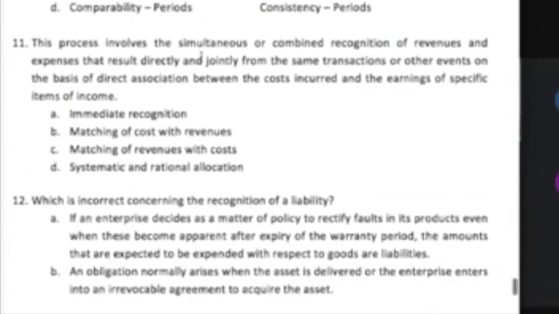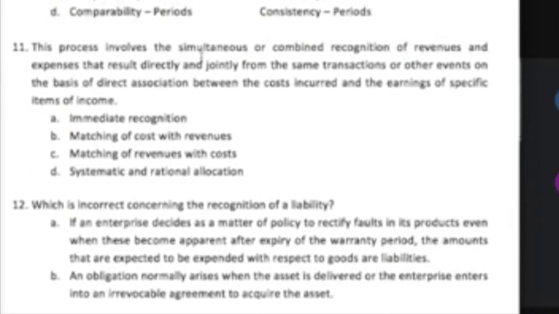Number 11, please. This process involves the simultaneous or combined recognition of revenues and expenses that result directly and jointly from the same transactions or other events on the basis of direct association between the costs incurred and the earnings of specific items of income. Our answer, sir, is letter B, matching of costs with revenues.